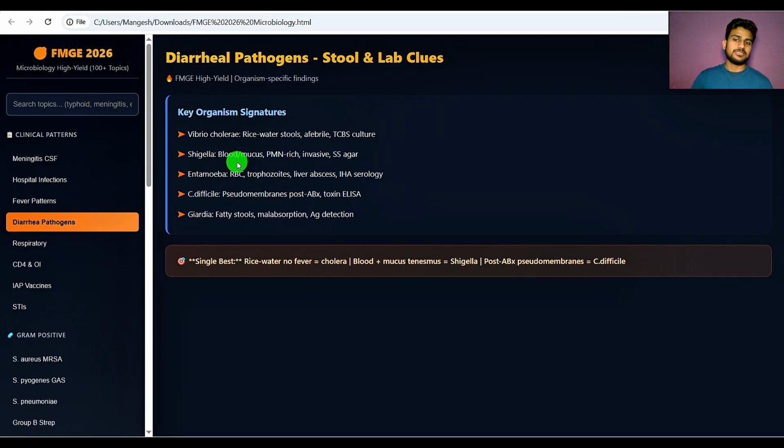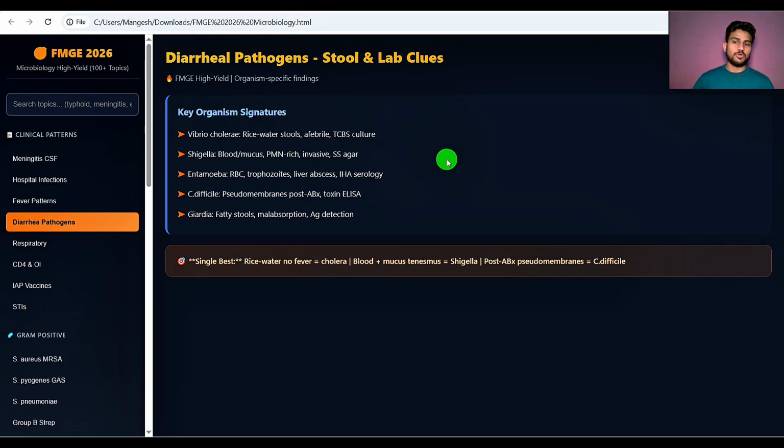The next is about Shigella. So whenever there will be a question about Shigella, they will be mentioning symptoms of dysentery. We all know that dysentery means there is passage of blood with mucus whenever the patient goes to pass stools. Then the media is PM enriched, and there can be invasive type of diarrhea in it, the inflammatory type of diarrhea, and the agar they use is SS agar.